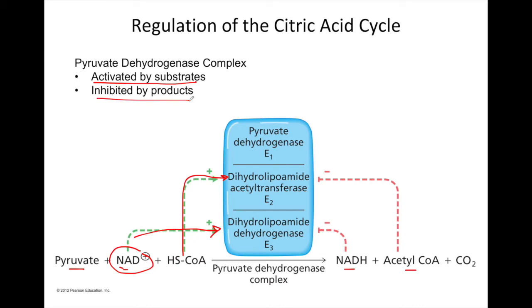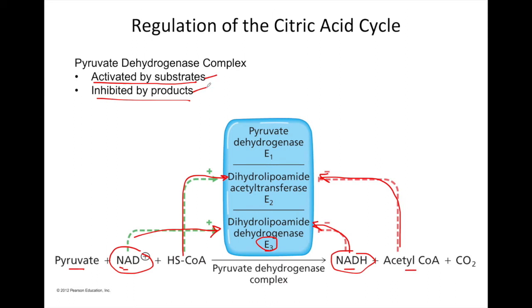And it tends to be inhibited by high concentrations of the products. So if there's a high concentration of NADH, like we said, it tells the cell we've got plenty of energy, plenty of these reduced electron carriers, so it will tend to inhibit our pyruvate dehydrogenase complex at the E3 portion. And if we have high acetyl-CoA concentrations, it will tend to inhibit our enzyme by binding at the E2 portion. So our pyruvate dehydrogenase complex is activated when substrate concentrations are high and inhibited when product concentrations are high.